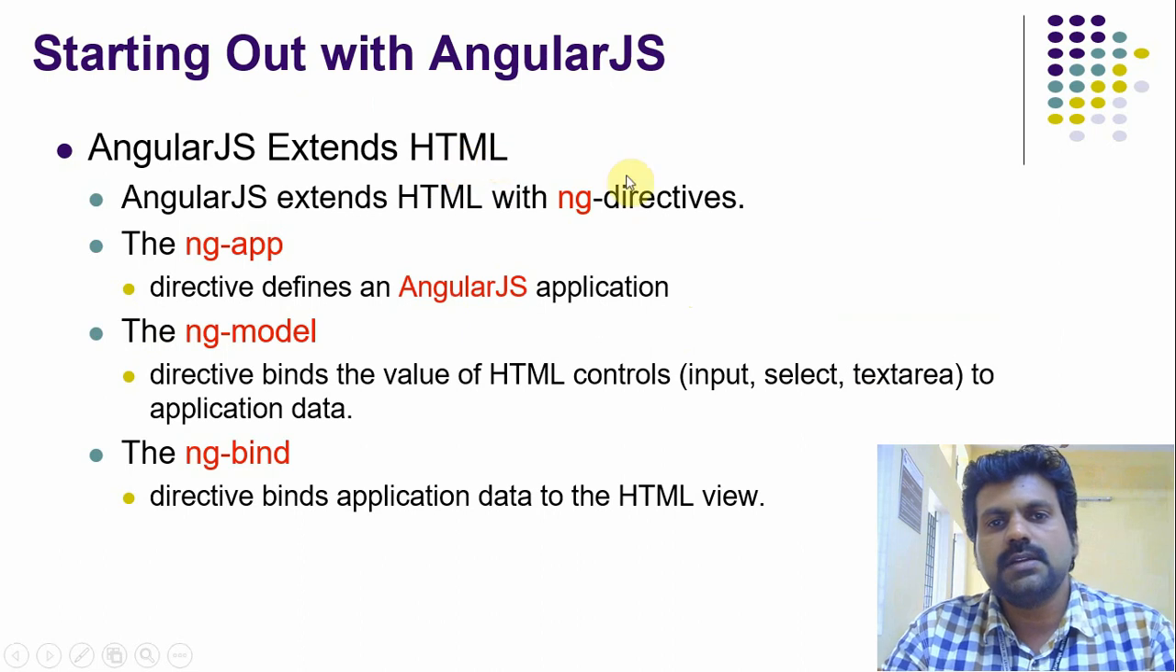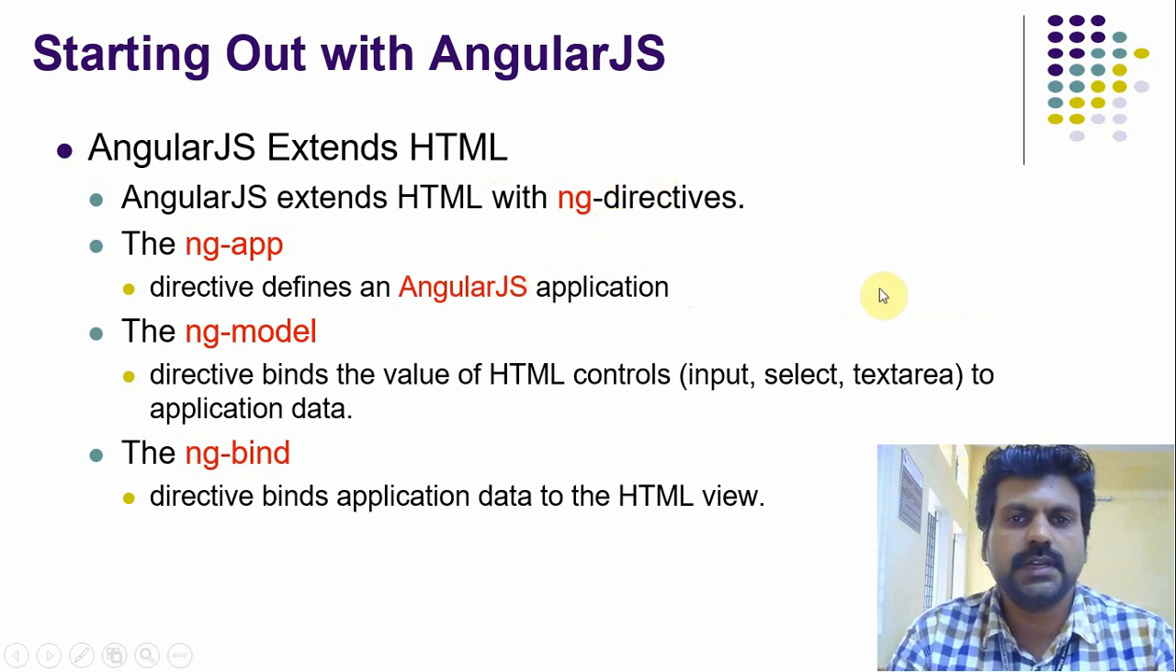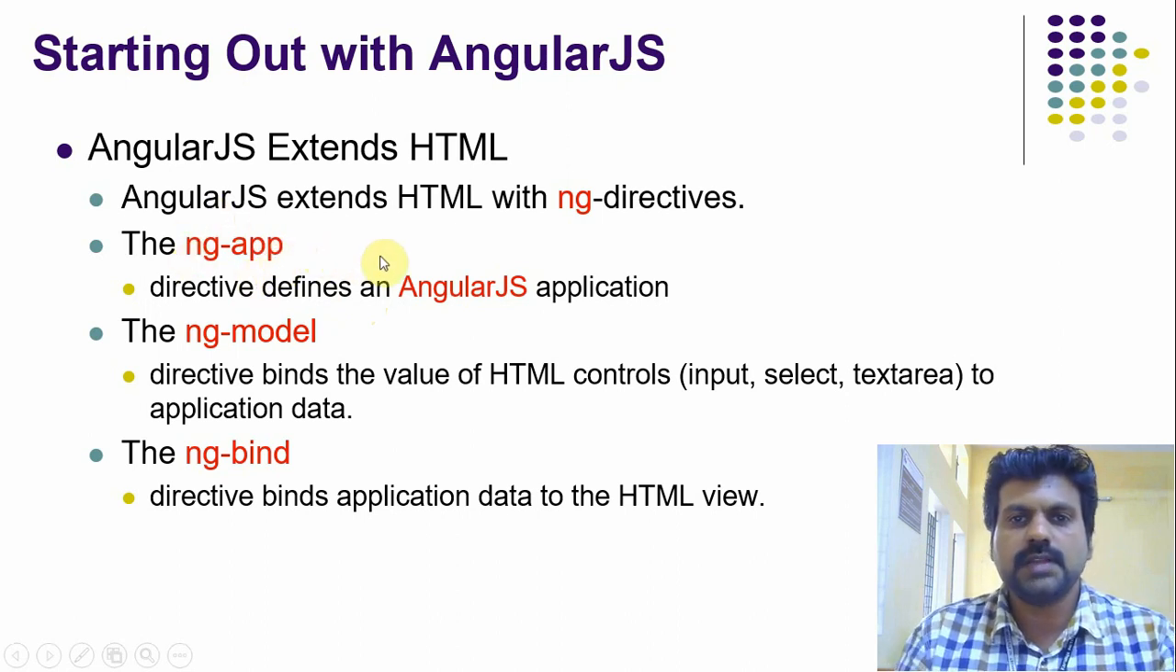So how can we start with AngularJS? First, we need to study some of the directives to be used inside HTML. The first important directive we have to use is called ng-app. This ng-app will start AngularJS in our HTML program, and ng-model represents data. We can represent any data by using ng-model. For example, if you want to read the data from a text box, we can use ng-model. And ng-bind is used to bind the data in the view presentation component.